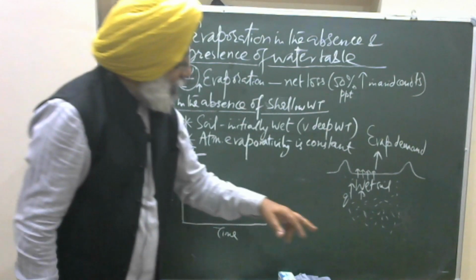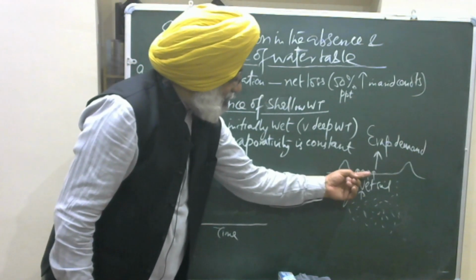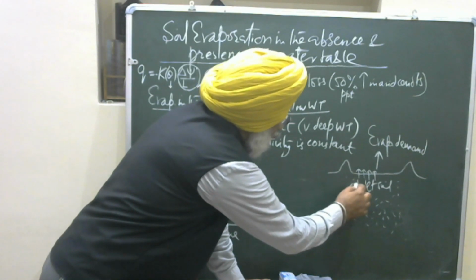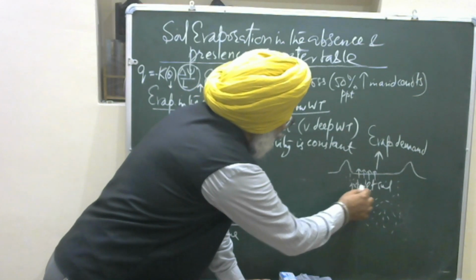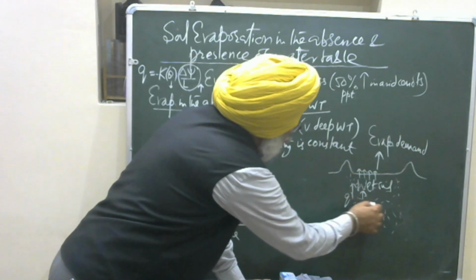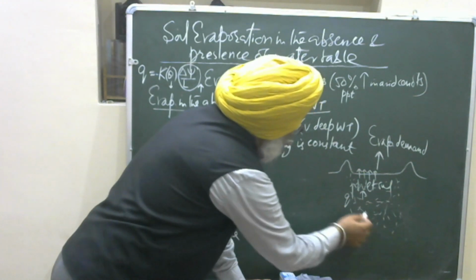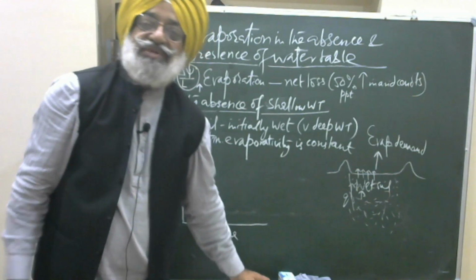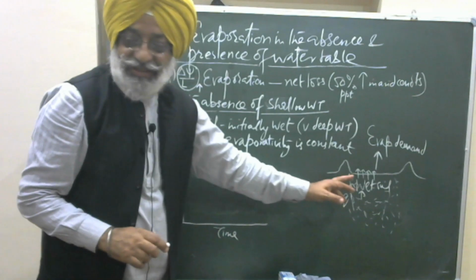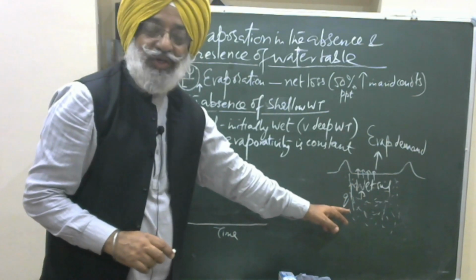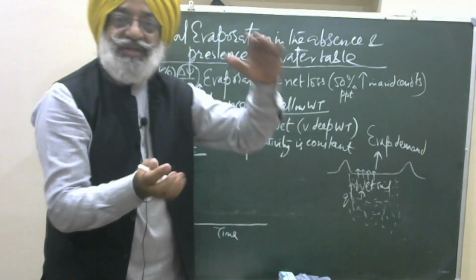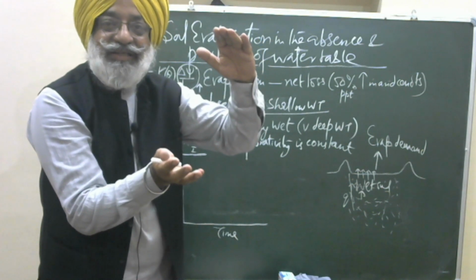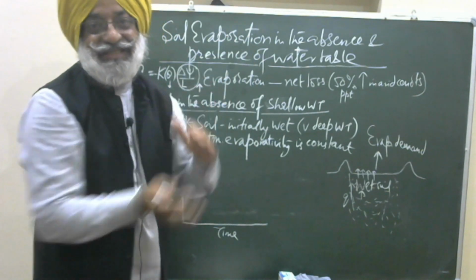Now again, what happens then? As the subsoil also goes on drying, if this becomes dry, this becomes a bit dry, so ultimately most part of this subsoil becomes dry. Now the surface is also dry, the subsoil also becomes a bit dry. So with the result, the hydraulic gradient narrows down, it decreases.